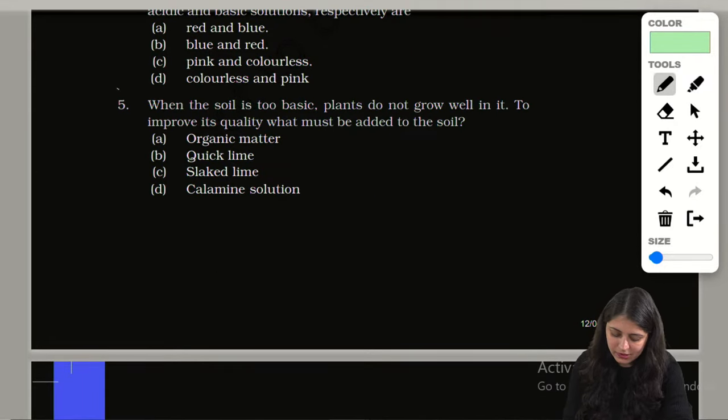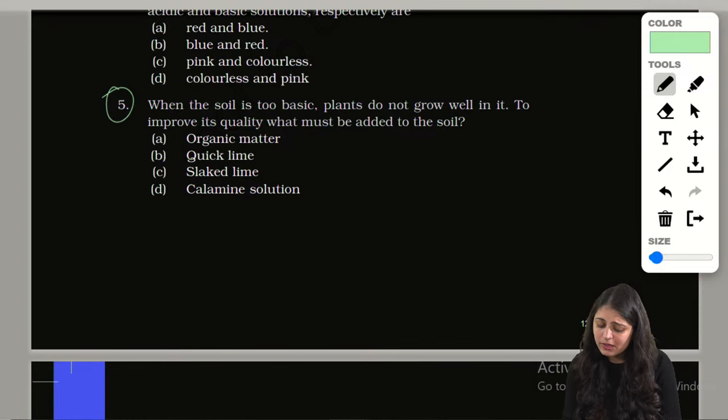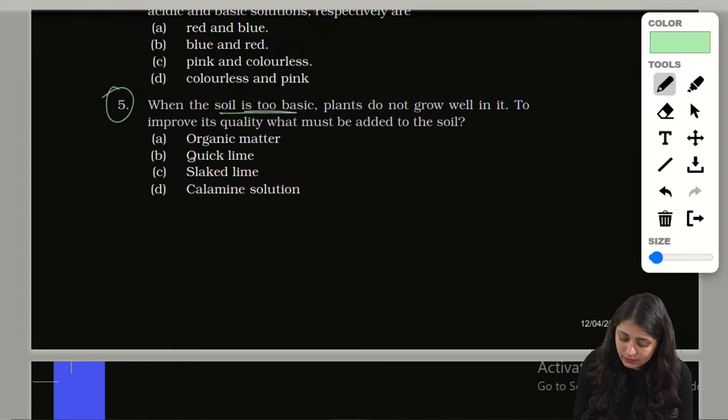Moving on to question number 5 now. When the soil is too acidic, plants do not grow well in it. To improve its quality, what must be added to the soil? Kya add karenge? Organic matter karenge? Quick lime, slake lime, calamine solution. What are you going to add? You are given that the soil is basic.